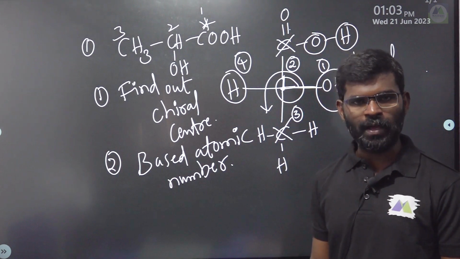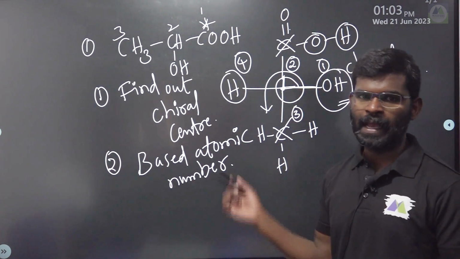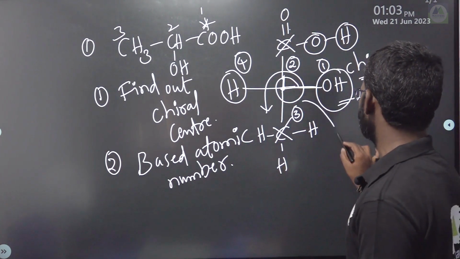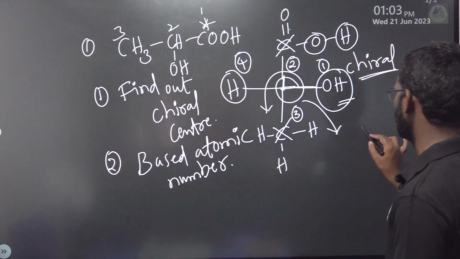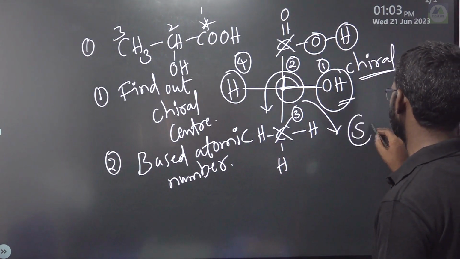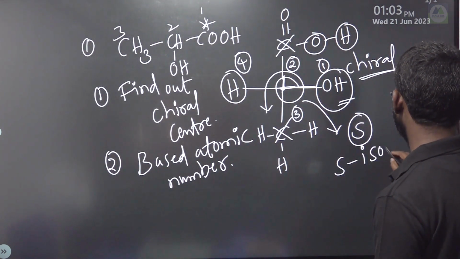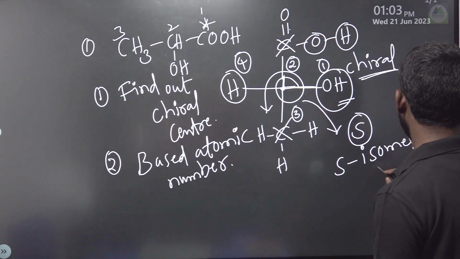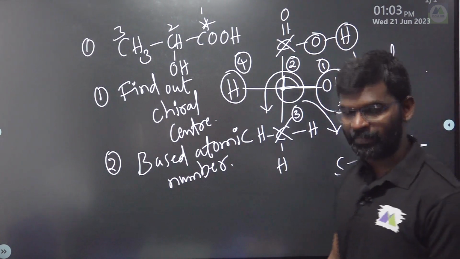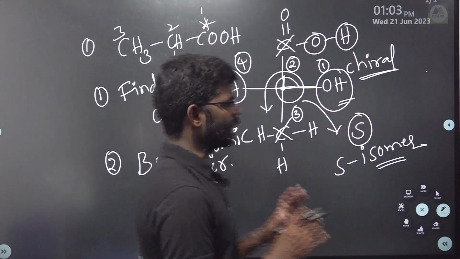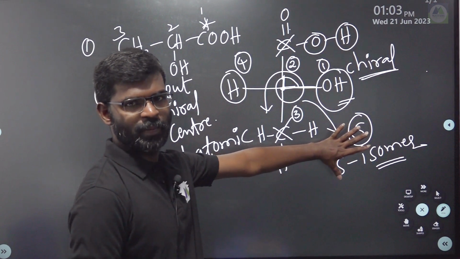The rotation is clockwise or anti-clockwise? Obviously anti-clockwise, right? So in the first point what we discussed, anti-clockwise means S, sinister. So this is called the S isomer. Still it is not finished. Okay, up to here clear. This is the S isomer, right?